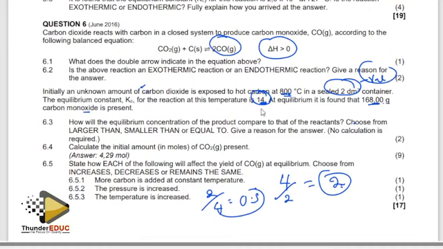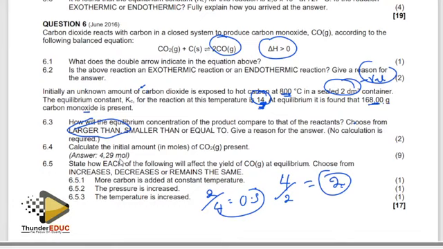So if the product is bigger, then the Kc is bigger. In this case, you'll find out that the product is big. That's why the Kc value is much higher. Is it clear? So the answer is gonna be larger than. Then number 2: calculate the initial amount of carbon dioxide present.